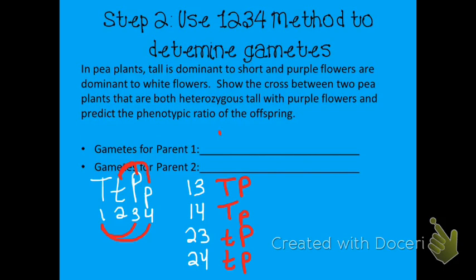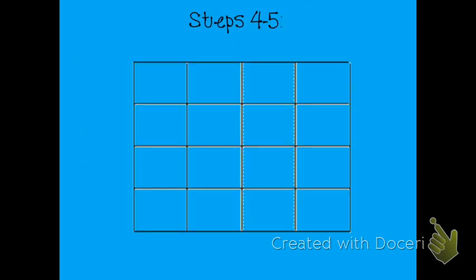So our gametes for parent 1 are going to be as follows, the ones we just figured out. Okay, and since our parents have the same genotypes, our gametes for parent 2 are going to end up being the same in this case. Now, that is not always the case. If they're not the same, you would have to go and do the 1, 2, 3, 4 method on the other genotype as well. Okay, so let's move on now to step 4 and 5.